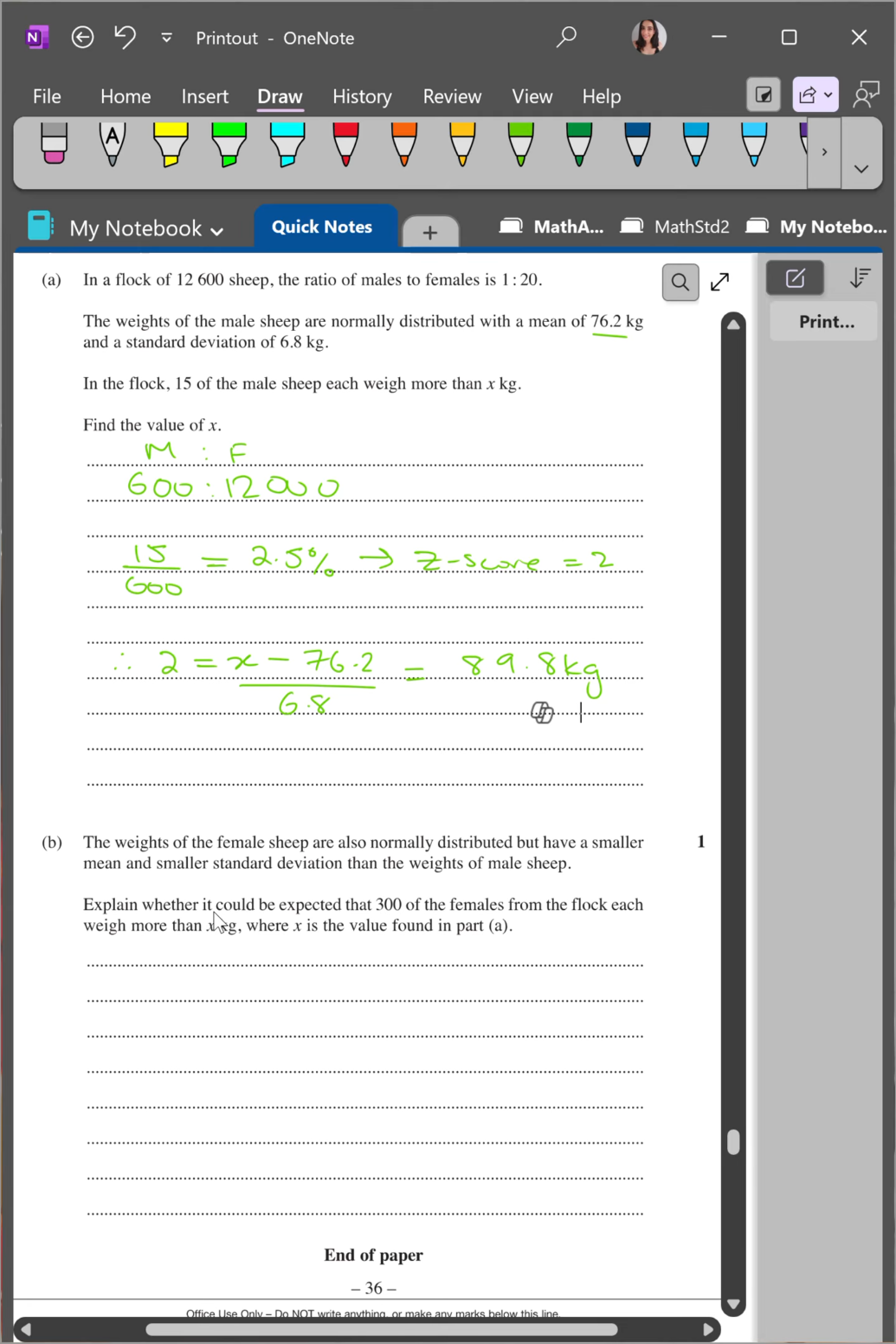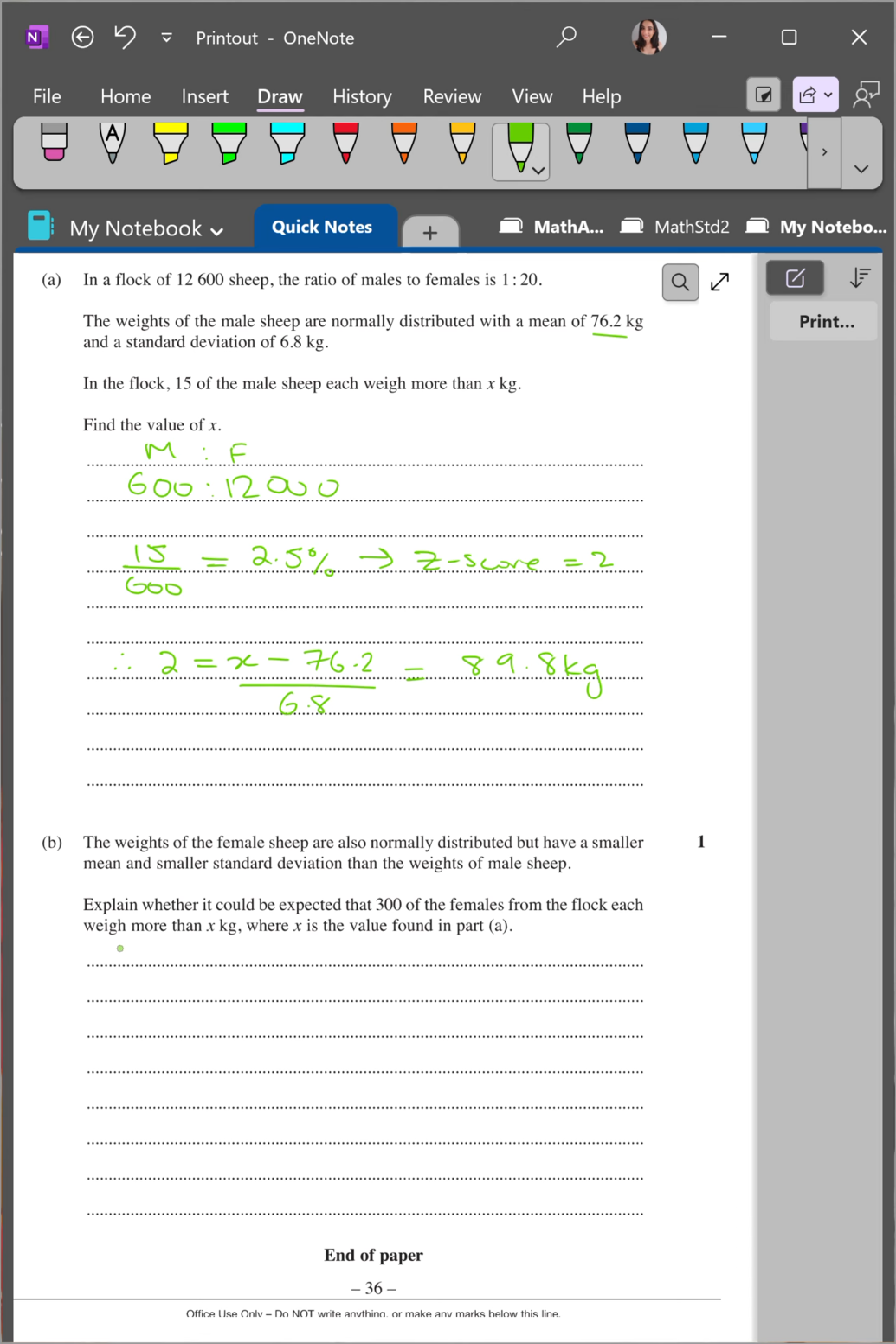So for part B, it says the weights of the female sheep are also normally distributed but have a smaller mean and a smaller standard deviation than the weights of the male sheep. Explain why it could be expected that 300 of the females from the flock each weigh more than X kilograms, where X is the value found in part A. So, where do they get the 300 from? If we do 300 over 12,000, that's actually 2.5%. So they're saying that at the z-score of 2, our X value is 300.